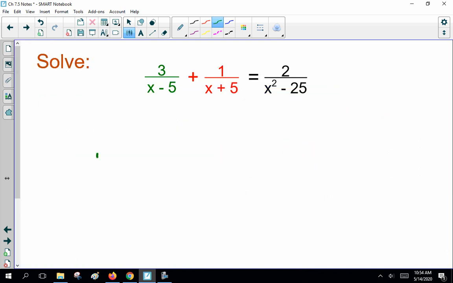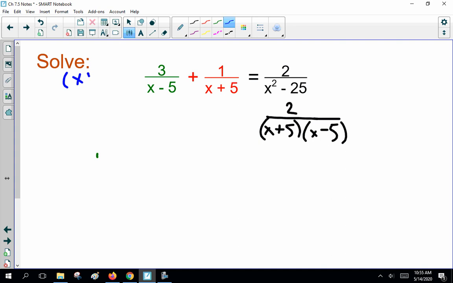Now, so here's one. 3 over x minus 5 plus 1 over x plus 5 equals 2 over x squared minus 25. Now, you're all going, oh God! Look at it carefully. This is x plus 5 times x minus 5. So what's the common denominator for everything? X plus 5 times x minus 5. So once you see that, it's easy.